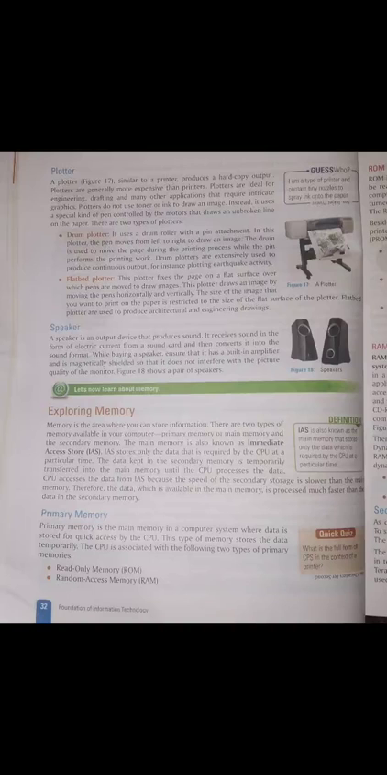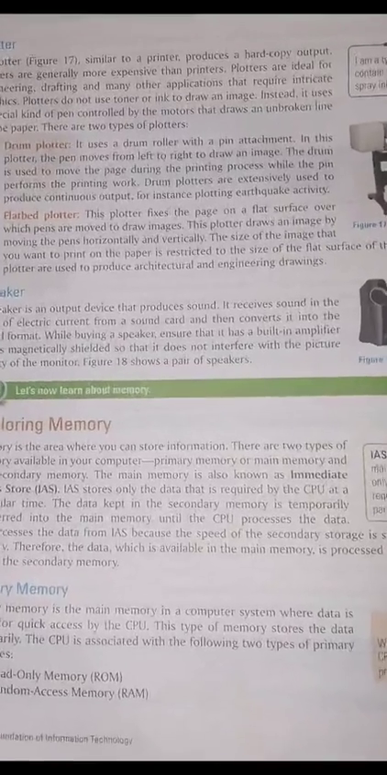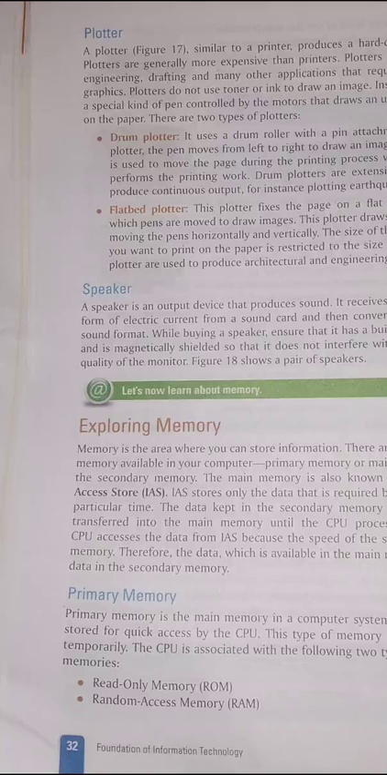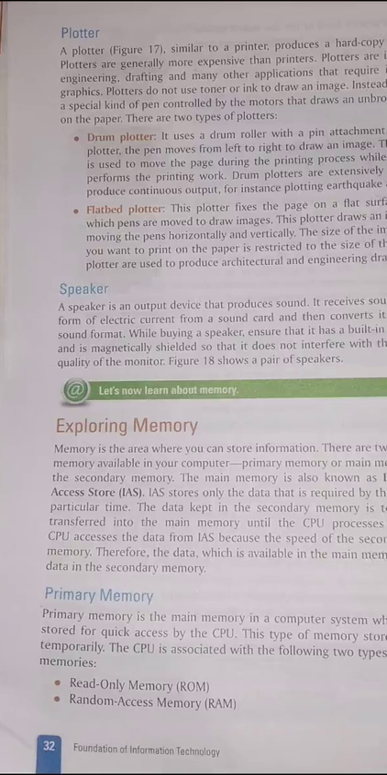So basically, memory can be divided into two types. Number one is primary memory, also known as main memory, and another type is secondary memory. The main memory has another name also. It is also known as immediate access store, IAS.